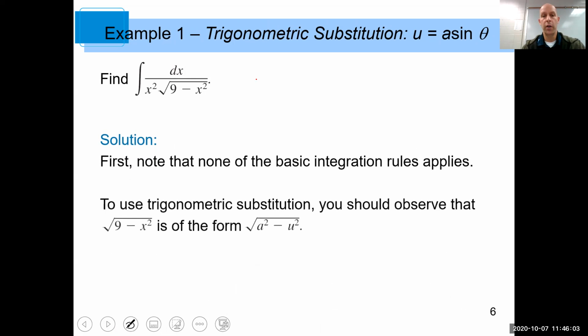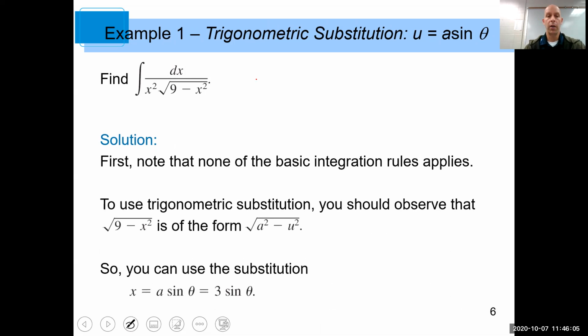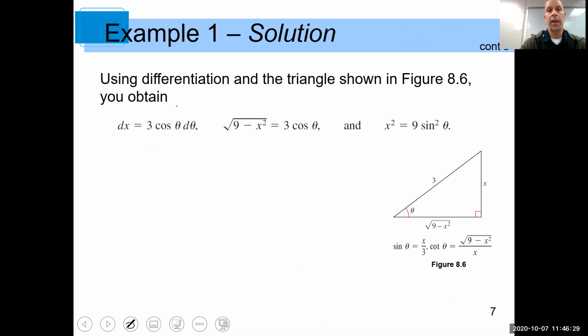So what we're going to do is the following. We are going to let x, that's this guy here, equal 3 sine theta. Now, hopefully you understand that the 3 is because the square root of 9 is 3. So x is going to be 3 sine theta. Now, what I recommend you do before you actually try to integrate this is we've got to figure out what these other values are going to be in this problem. So again, we've already established that x is going to be 3 sine theta.